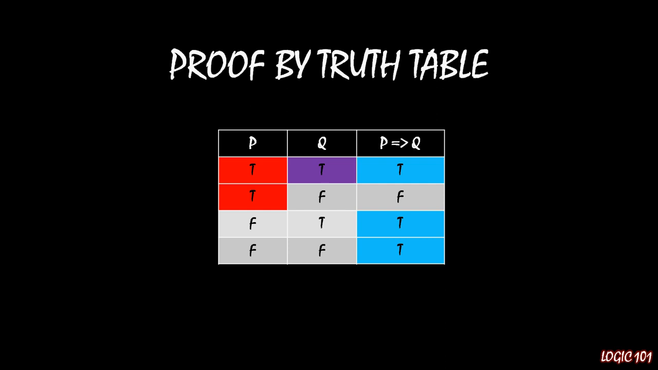It says that if P is true and P implies Q is true, if the implication is true and the antecedent is true, then the consequent must be true as well. And that's exactly what this truth table is recovering. So that's modus ponens for you.